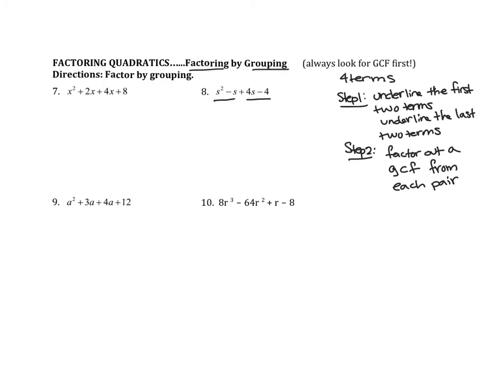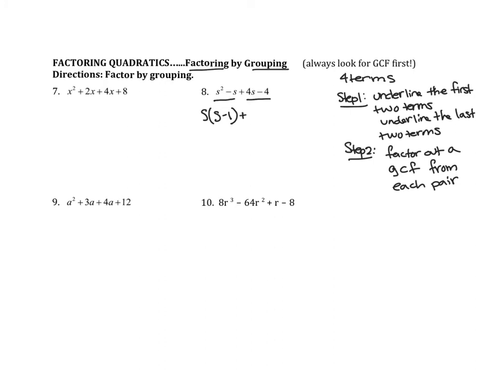So let's take a look at number 8, s squared and s. I'm trying to think about what they have in common. Well, they both have an s to the first. They both have an s. So I'm going to factor out an s. S squared divided by s would just leave me with s to the first. And s divided by s would leave me with 1. So when I factor out an s from s squared minus s, I get s minus 1.